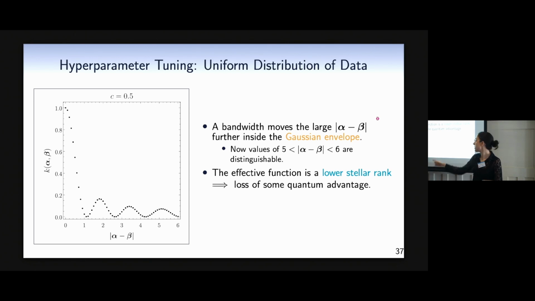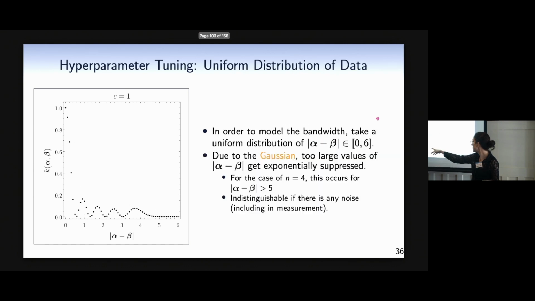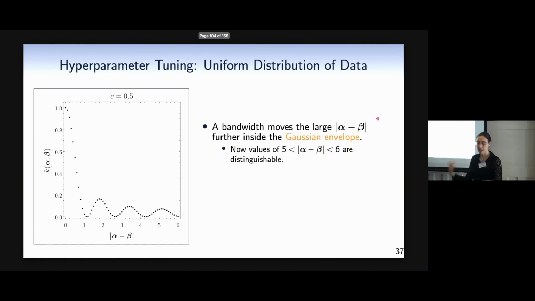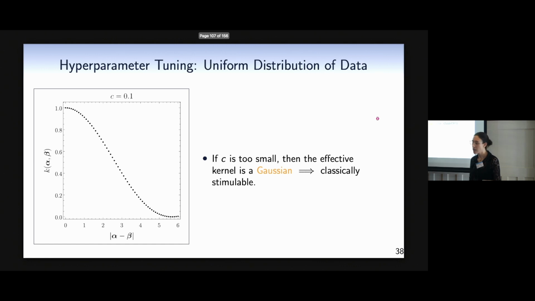And so you do have an effective loss in stellar rank if you see you've got 4 maxima here instead of 5. So you're losing an effective stellar rank, and there's some loss of quantum advantage. But of course, the stellar rank of the function's not changing. It's the same function. You're just reducing where your data is sitting. And if you make your bandwidth too small, you have a Gaussian again. It's classically simulable.